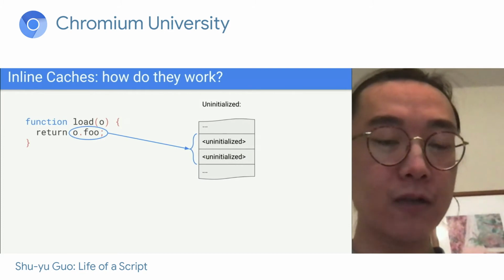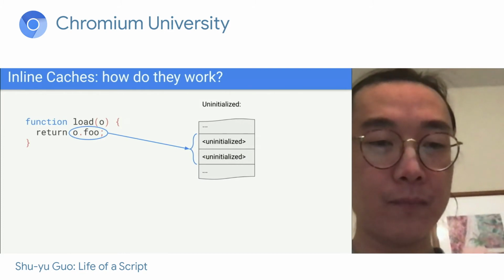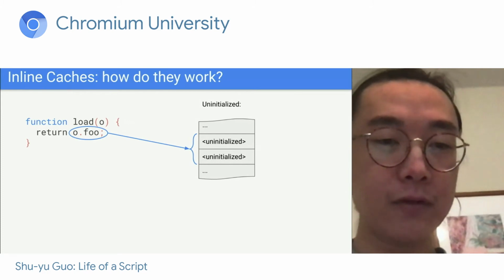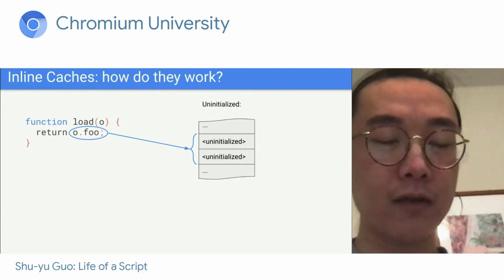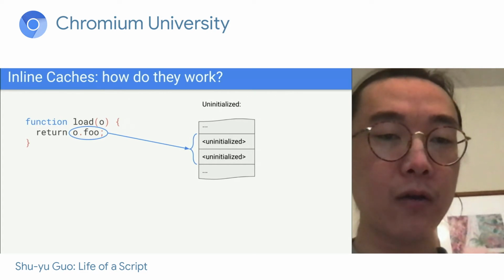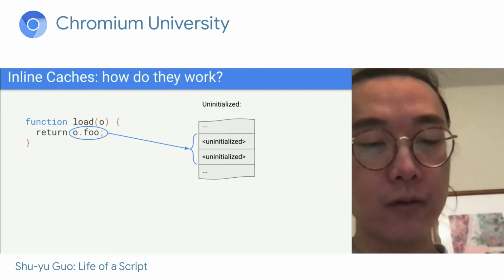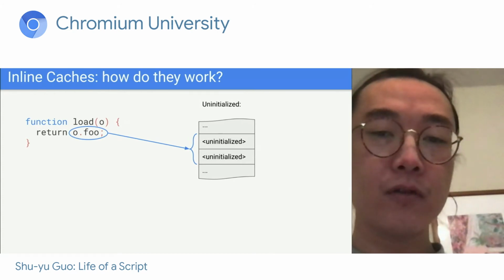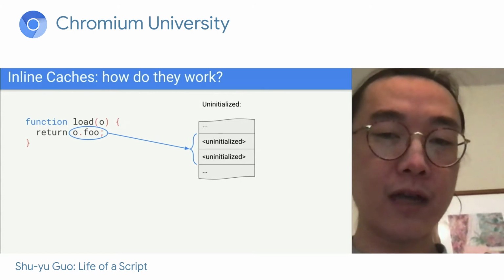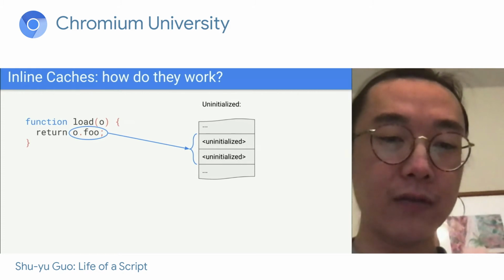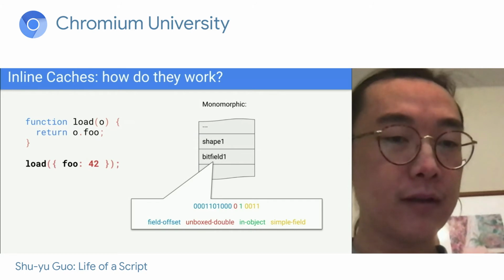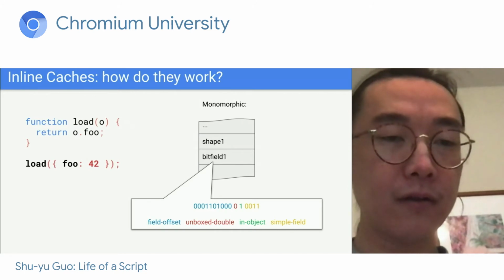So let's go back to an example where we're loading a property. Remember, we track object shapes. So given O here, we can know that it has a shape that we can consult. When we load O.foo in the bytecode, we reserve 2 slots to the side in a big vector called a type feedback vector. In the first slot, we will store the shape. And in the second slot, we will store a bit field describing what to do. At first, everything is initialized. Say we call load with a particular object with a particular shape.